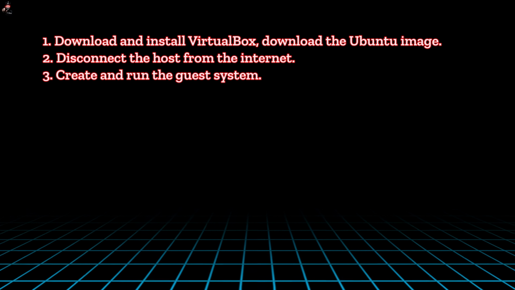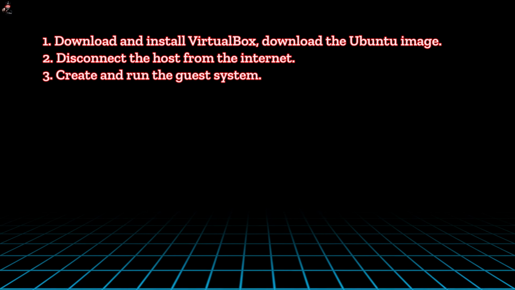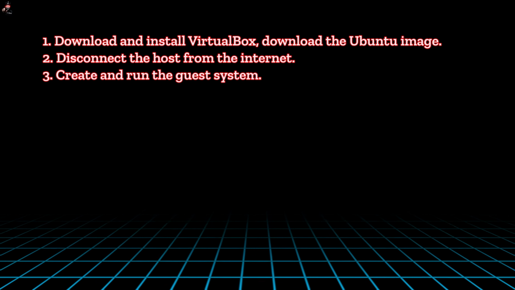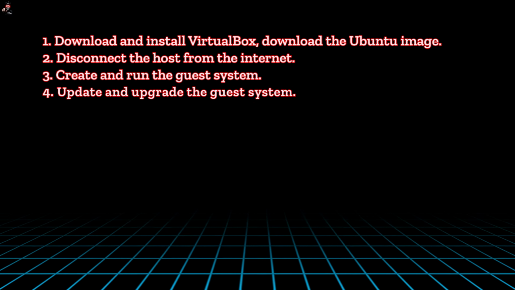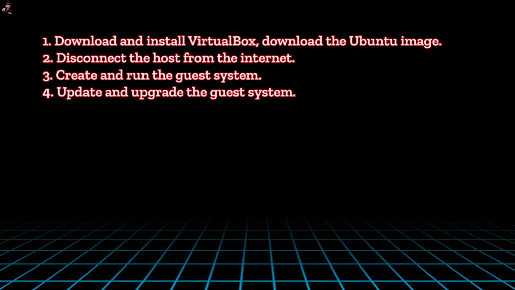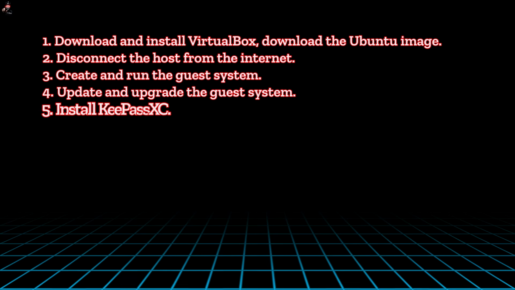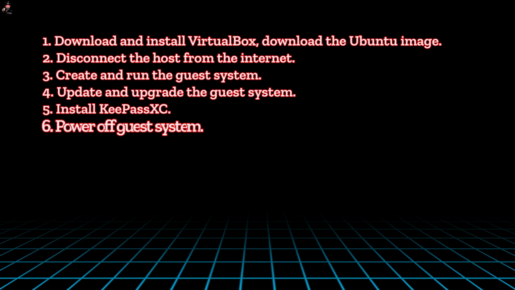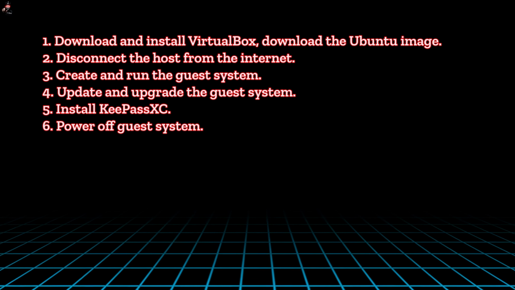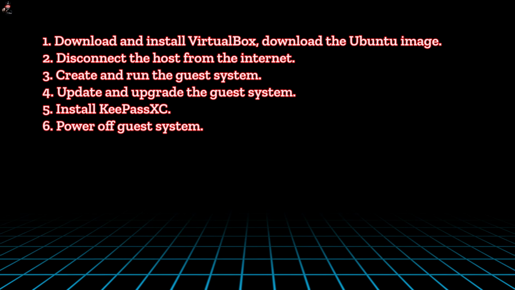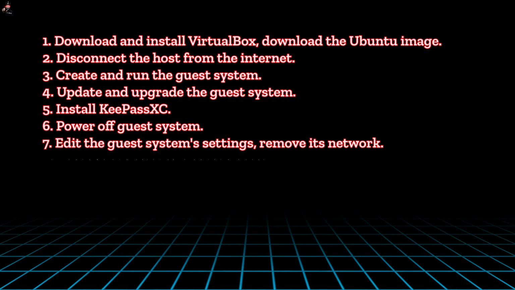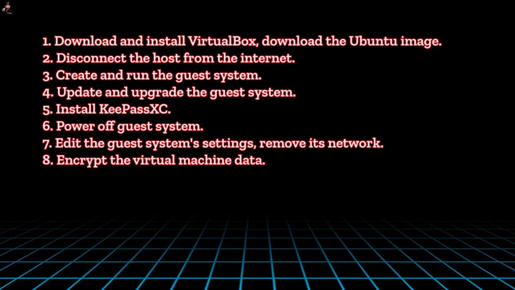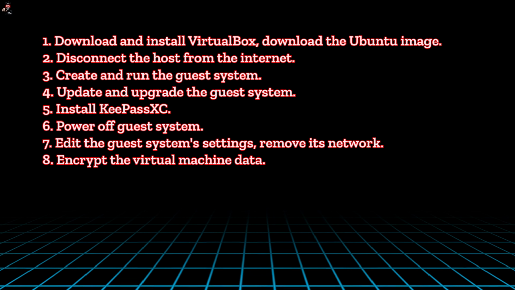Create and run the guest system. Make sure to add a strong password for the user. Make sure it will have internet by the network option. Once finished, update and upgrade the guest system, necessary for security reasons. Install KeePassXC. Power off the guest system, as the next two steps need the virtual machine not running. Edit the guest system's settings, remove its network. Encrypt the virtual machine's data in its settings using a strong password.